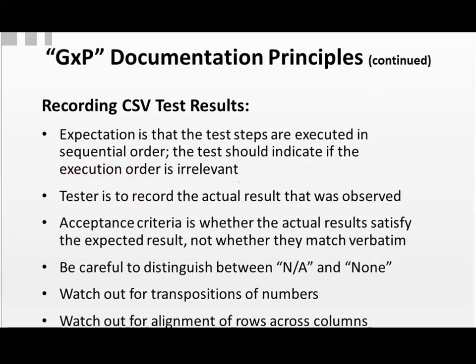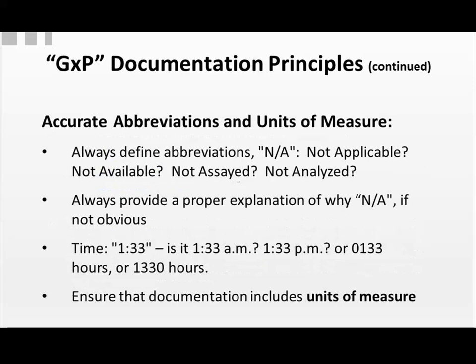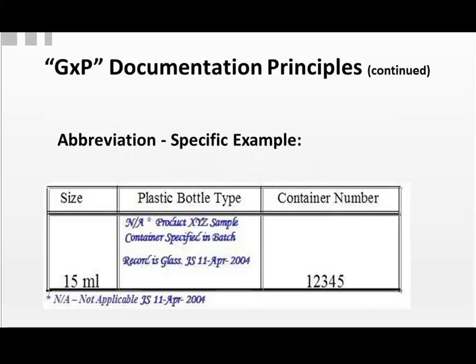When you're recording results, you need to be sure that the results are recorded properly for testing, for example. You want to have a standard date format. You want to correct things properly with one line through incorrect data and then correcting it with your initials, date, and the reason for the correction. Make sure you handle abbreviations and units of measure properly. Acronyms and abbreviations should be defined. And these are just some specific examples of how you can do this type of documentation.